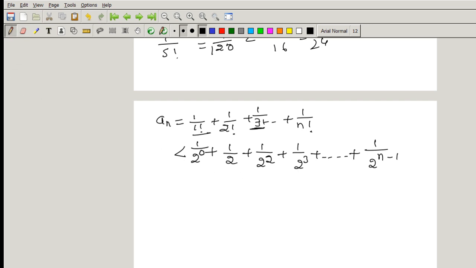This is 1 by 2 power 0, 1 by 2 power 1, 1 by 2 square, and so on. For the first term we obtain 1 minus 1, 0. For the second term, 2 minus 1, 1. For the third term, 3 minus 1, 2. For the fourth term, 4 minus 1, 3. For the nth term, n minus 1. Therefore, this is equal to 1 plus 1 by 2 plus 1 by 2 square plus 1 by 2 cube plus so on plus 1 by 2 power n minus 1.